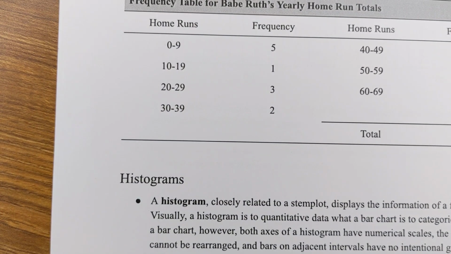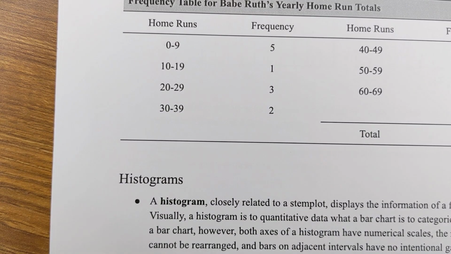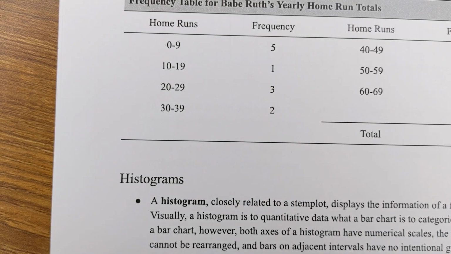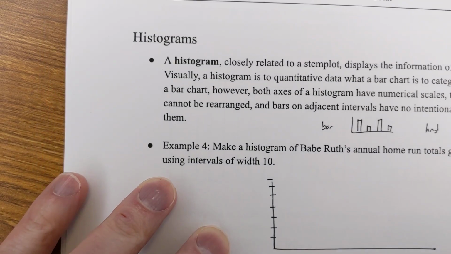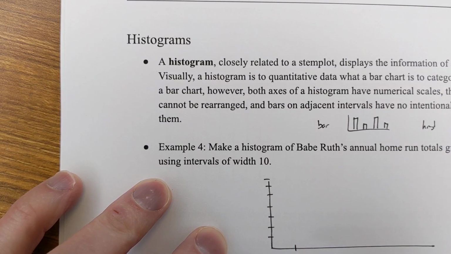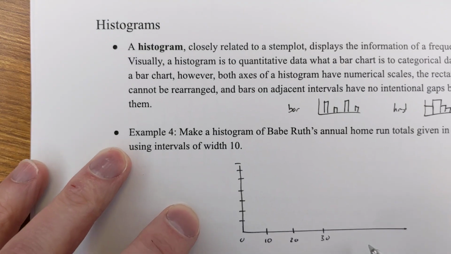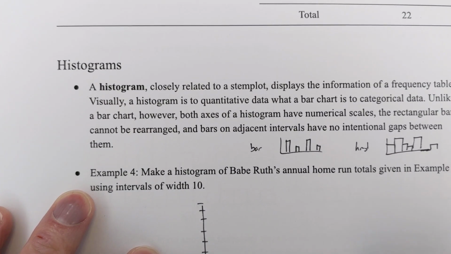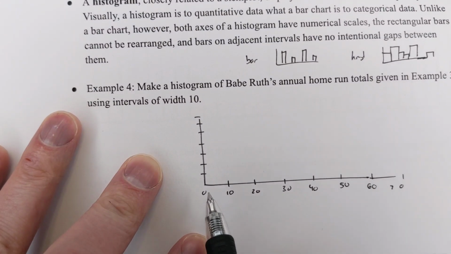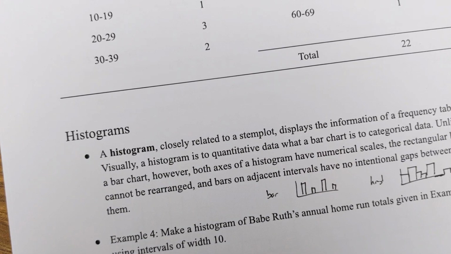So let's see here. We've got 1, 2, 3, 4, 5, 6, 7. So then this would be across the bottom. This would be 0 to 9. So 0, this would be 10, 20, 30, 40, 50, 60. Oops, 70.